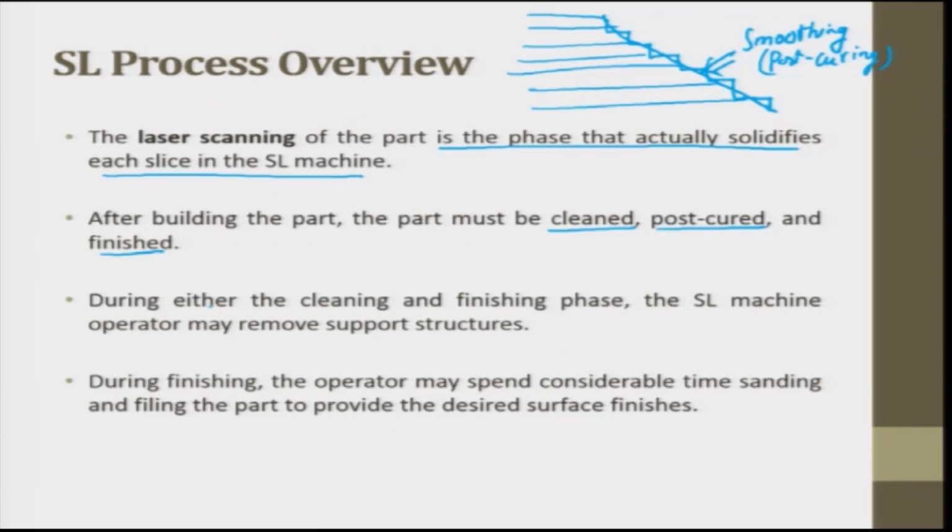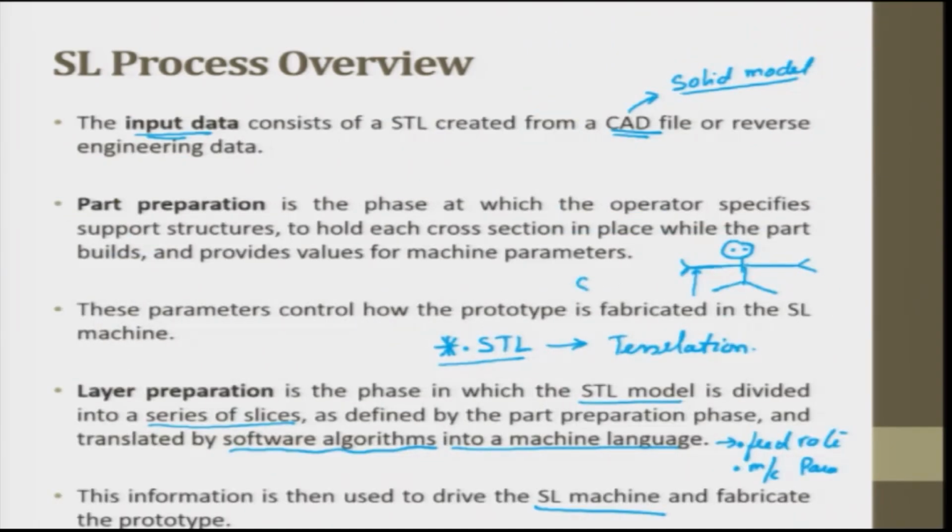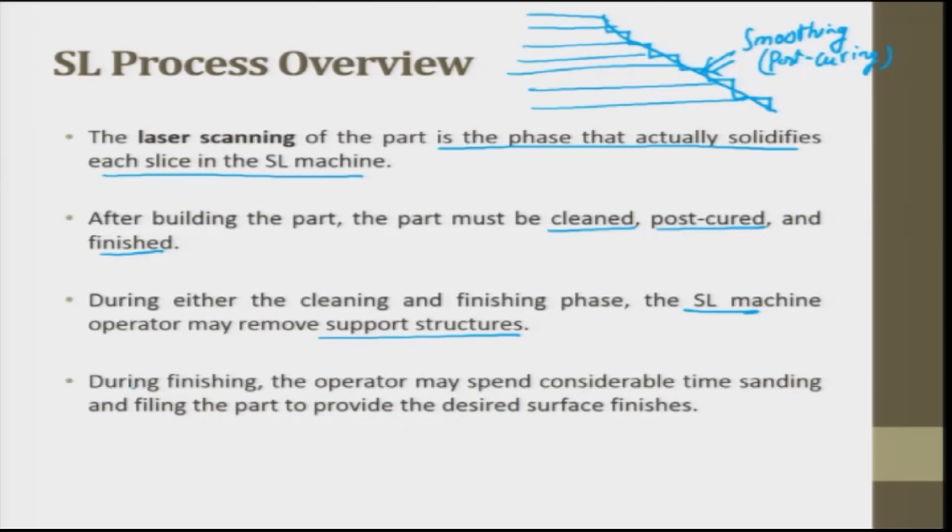So, during either the cleaning or the finishing phase, the SL machine operator may remove the supporting structure. What is a supporting structure? If you go back, this is called the supporting structure. It will be on both sides. During finishing, the operator may spend considerable time sanding and filling the part to provide the desired surface finish.